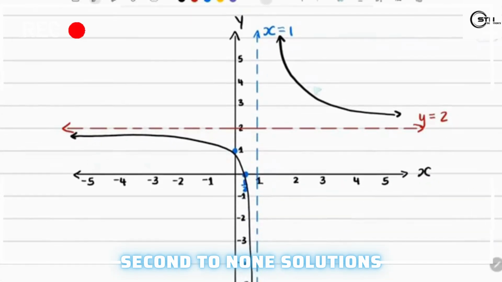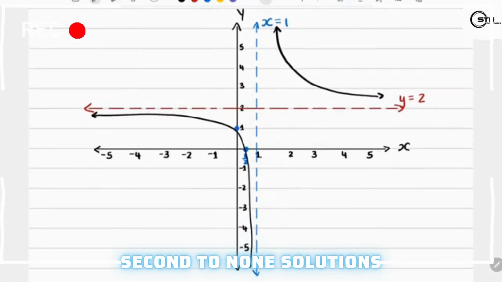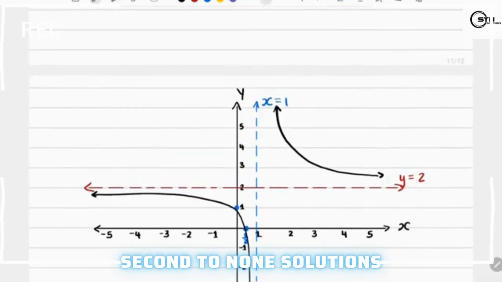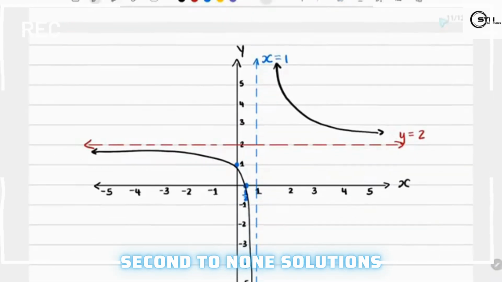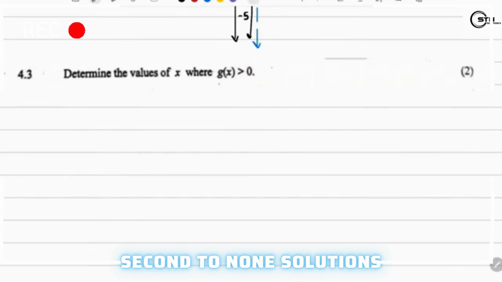If you like, you can go ahead and find another point on the graph that would also be helpful, but it's fine like that because the most important points are there and the shape is there. Okay, so that is our graph. Moving on to the next question. Then question 4.3 says, determine the values of x where g of x is greater than 0.